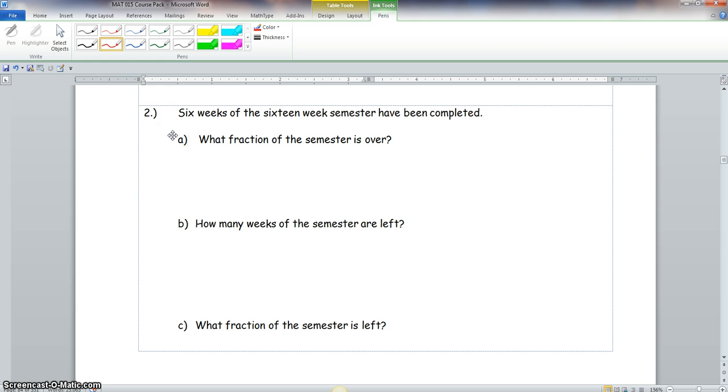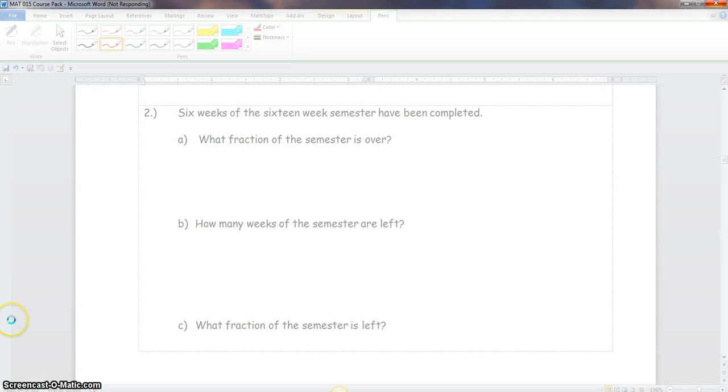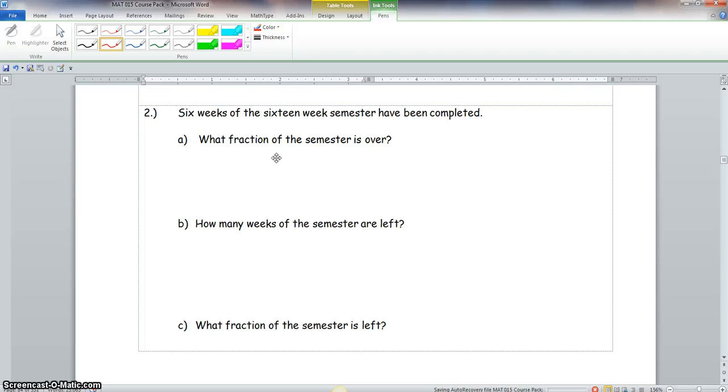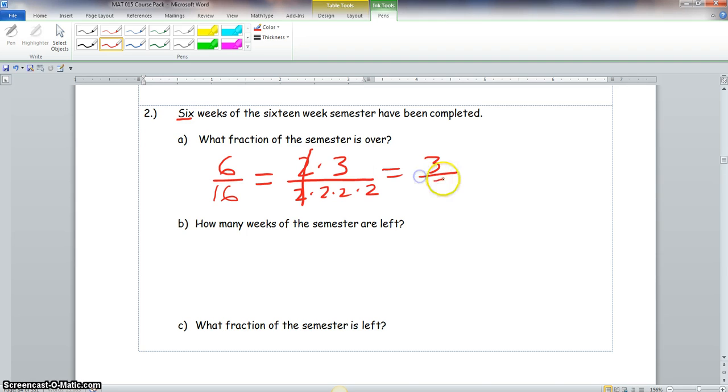Now we come to number 2. It says 6 weeks of the 16-week semester have been completed. What fraction of the semester is over? Okay, so now this is what we would do. First of all, we have 16 weeks in this semester here. Now, they tell us what fraction of the semester is over. So, if 6 weeks are done, then that means 6 out of the 16 are done. So now we simplify. Prime factorization of 6 is 2 and 3, and we did the prime factorization of 16, which is four 2s. Now these 2s simplify out, and you end up with 3 over 8.